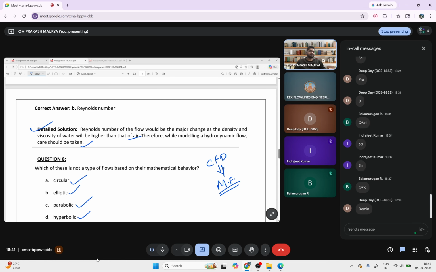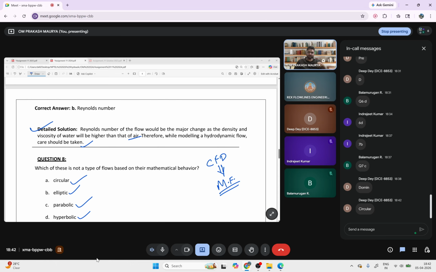Meaning here, whatever partial differential equation you have, you should know how to calculate whether it is elliptical, parabolic or hyperbolic. So whether your equation is circular, elliptical, parabolic, hyperbolic, you correlate that from the mathematics of your equation, and then the options.